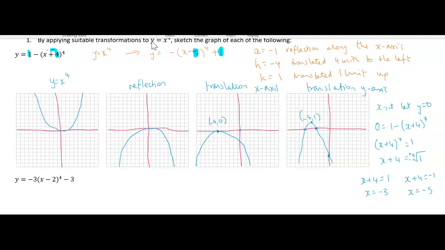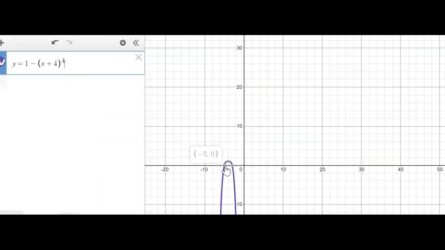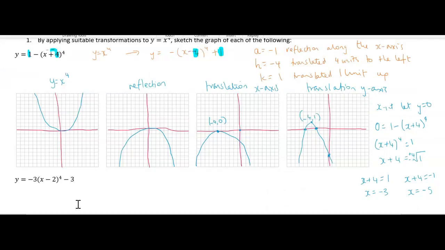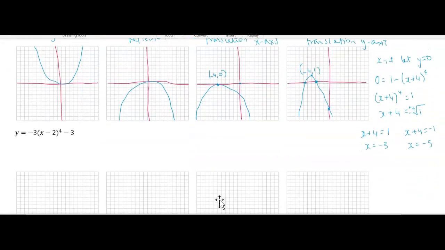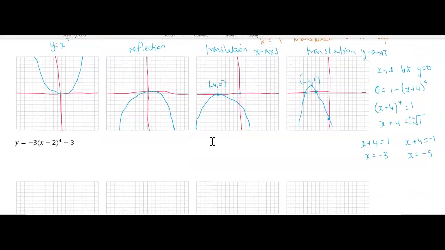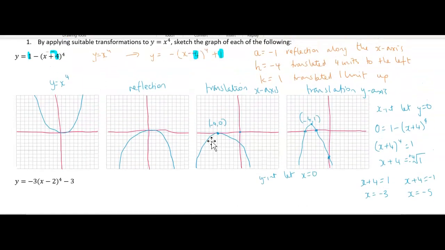Remember, I did that before on decimals. Let's go back here. So there we go, -5, -3. All right, our y-intercept, do I leave enough space? Of course not. So for the y-intercept, I'm going to let x equal 0. That's going to be a little bit easier. There is only one. So y equals 1 minus 0 plus 4 to the power of 4.